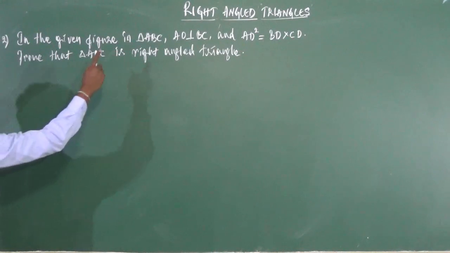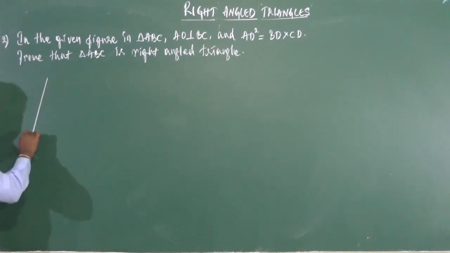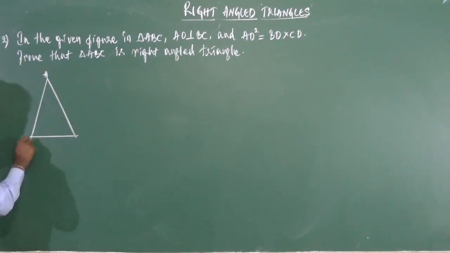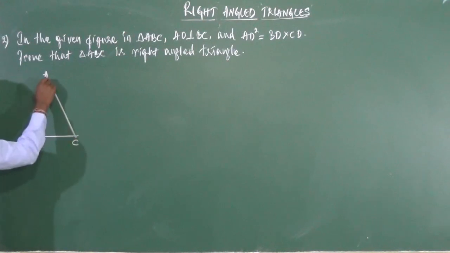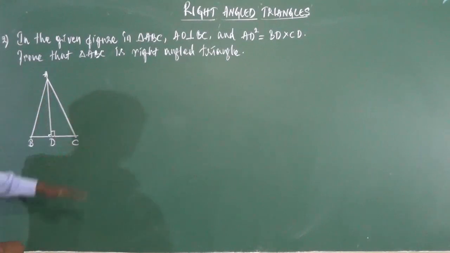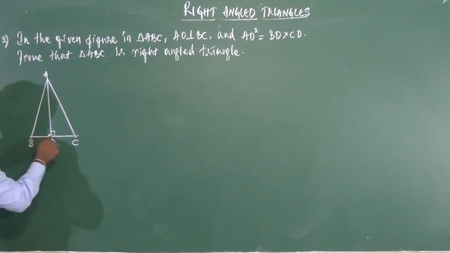So in the given figure, in triangle ABC, AD is perpendicular to BC. So let us take the diagram here. It is triangle ABC and AD is perpendicular to BC, right? And AD square is equal to BD into CD.